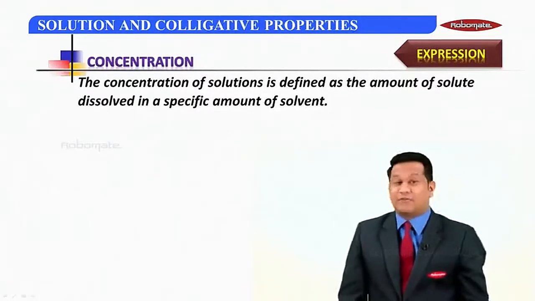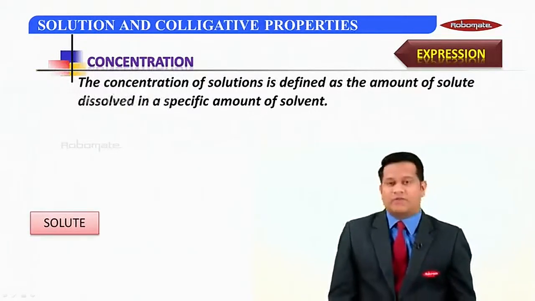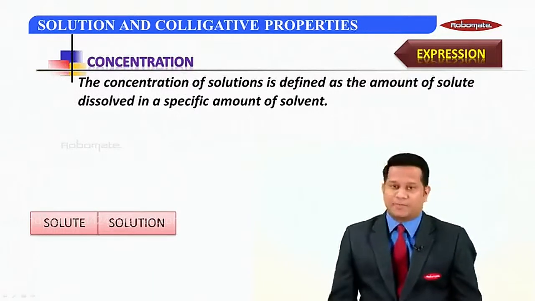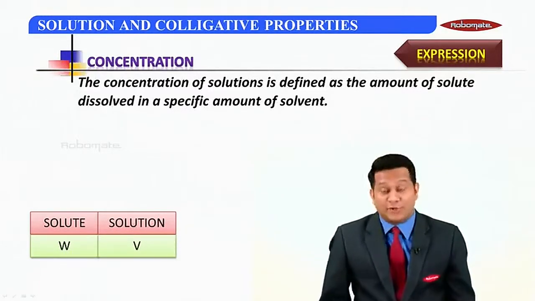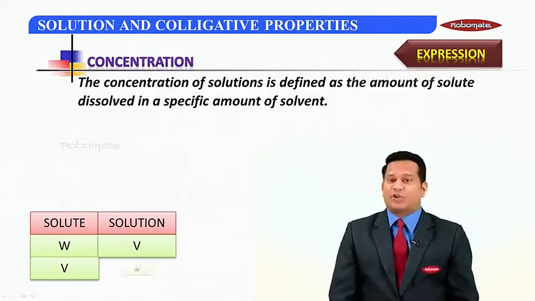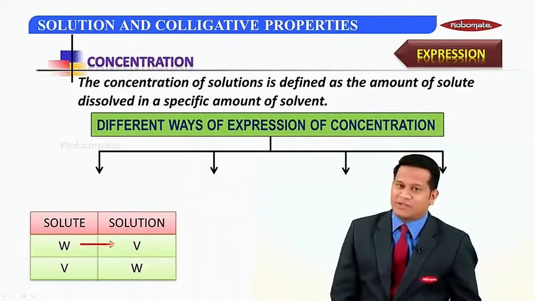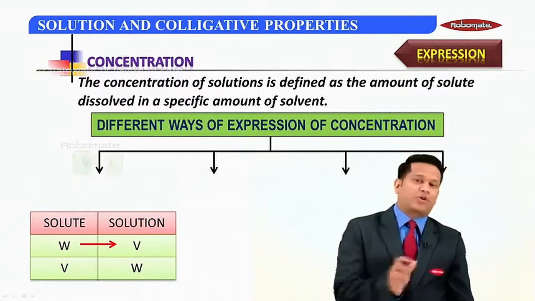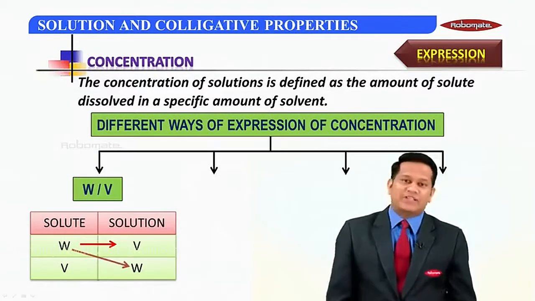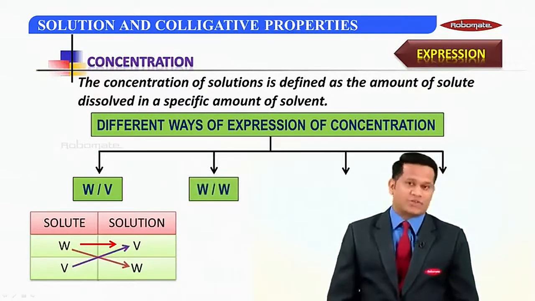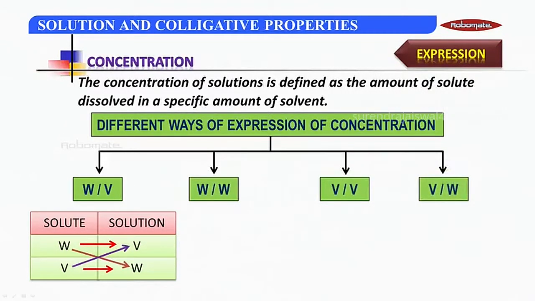Let's have a look at the different possible ways in which we can express concentration. Concentration can be broadly expressed in 4 ways. But to understand that, let's have a look at the different possible units in which we can express solute and solution. Solute can be expressed in weight, solution can be expressed in volume, but solute can also be expressed in volume and solution can also be expressed in weight, and depending upon this we have 4 types. The first one is when I compare weight of solute and volume of solution, so I get weight upon volume as one possible type of concentration. The second one is weight by weight. The third one is volume by volume. And the fourth one is volume by weight, that is V by W.